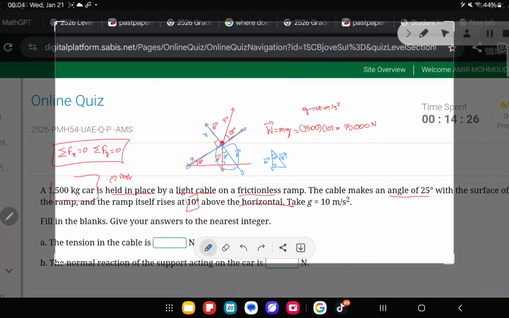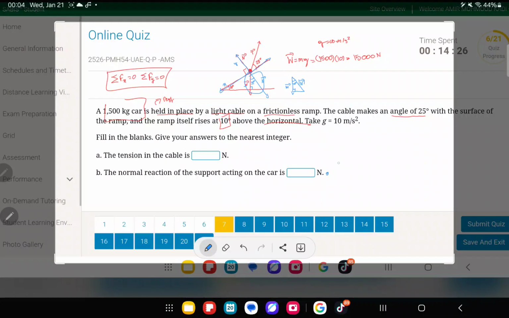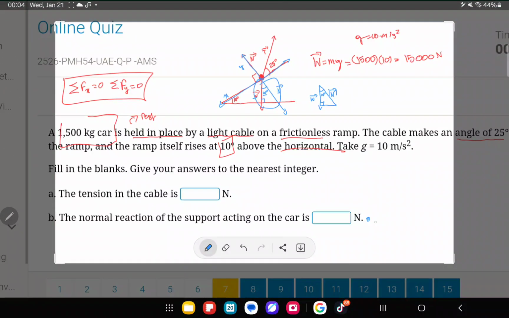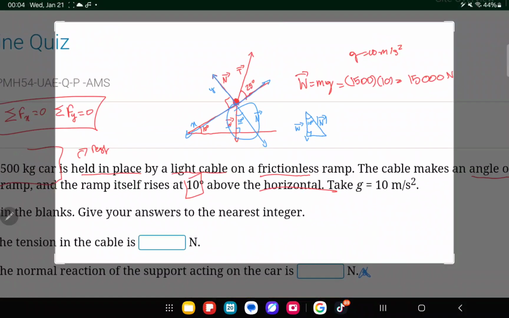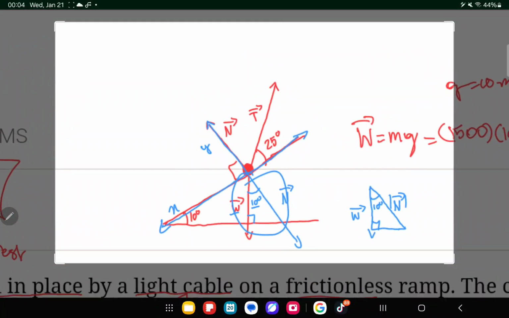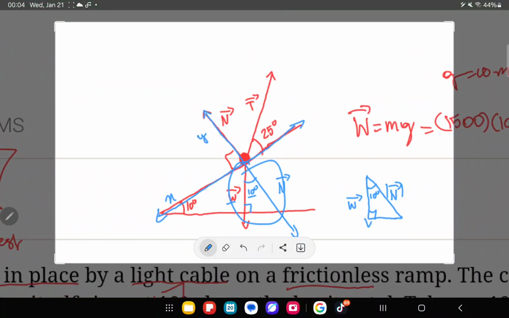Wait, this is solving the other question. Sorry, just give me 1 second. I made a mistake, sorry. I accidentally solved this one before this one. Ignore that, sorry. I'm not going to restart this video because this already took a while. So just bear with me.